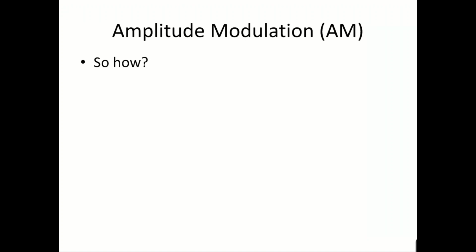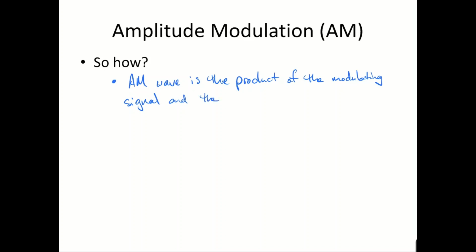And what I want you to think of and know is that the AM wave, the amplitude modulated wave, is the product of the modulating signal and the carrier signal.